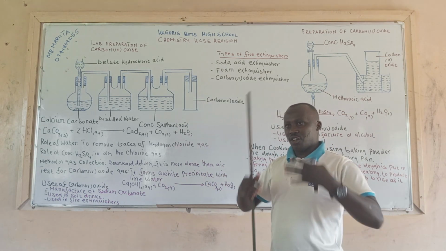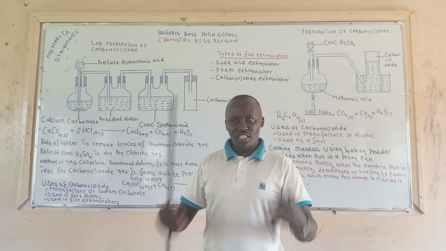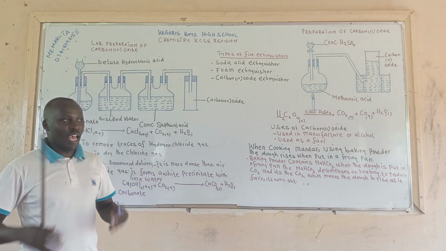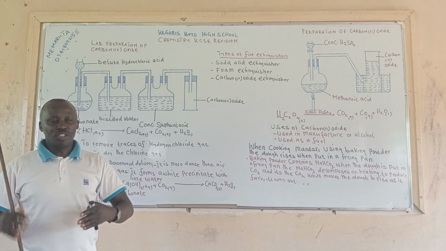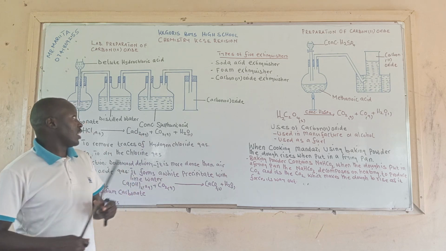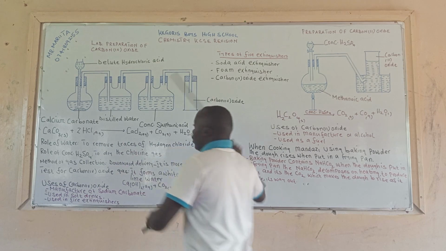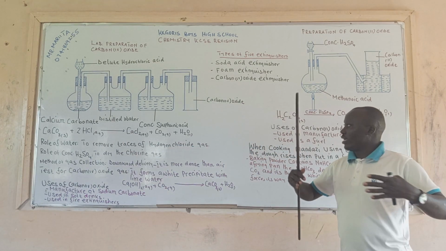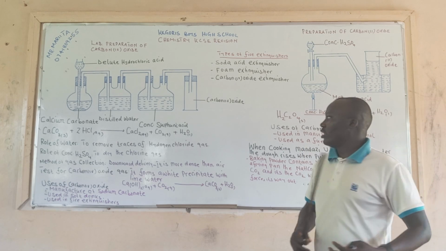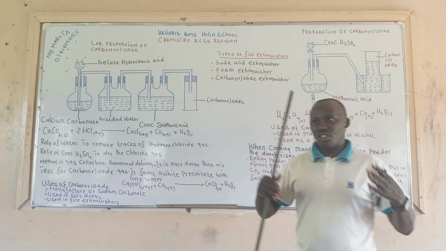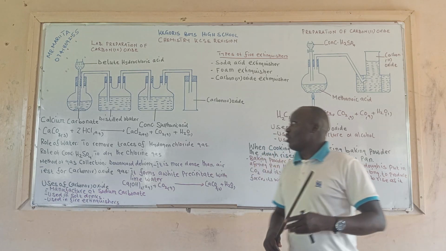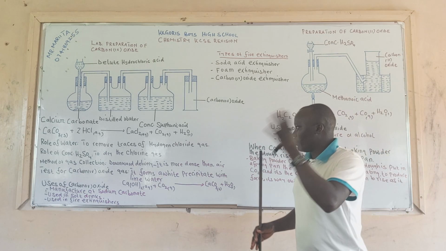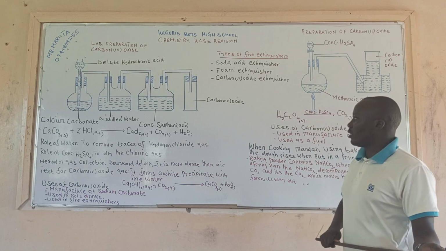And then we have the concentrated sulfuric acid. In most cases, the concentrated sulfuric acid is used as a drying agent. So in this case, it is used to dry the carbon dioxide gas. Then we have the method of gas collection. The gas is collected normally by the downward delivery method, because the gas is denser than air, or we can also say that this method is called the upward displacement of air.